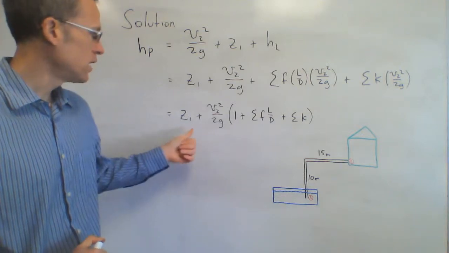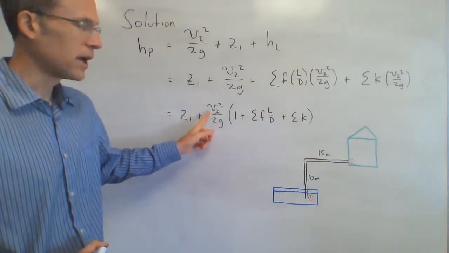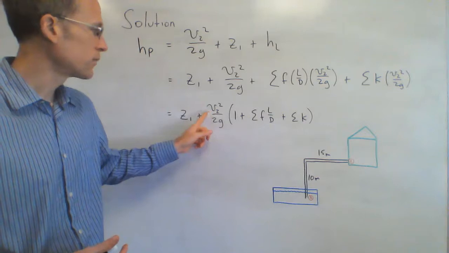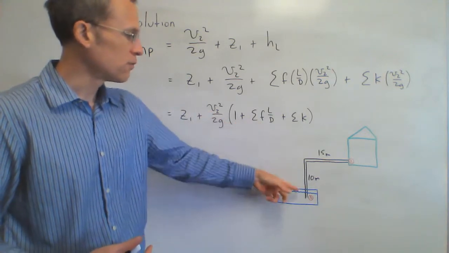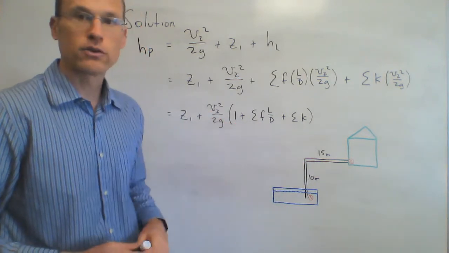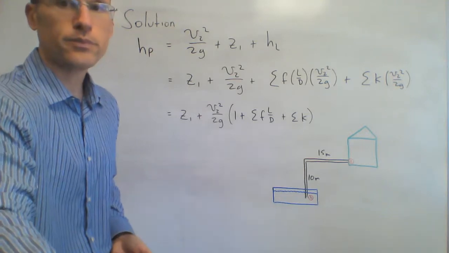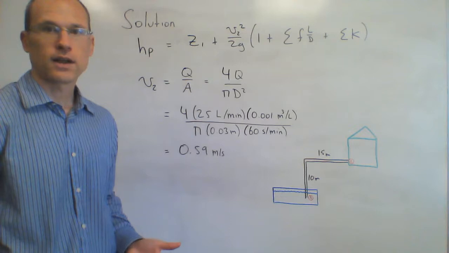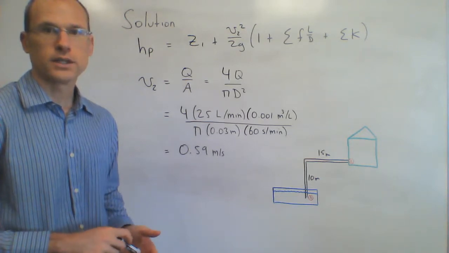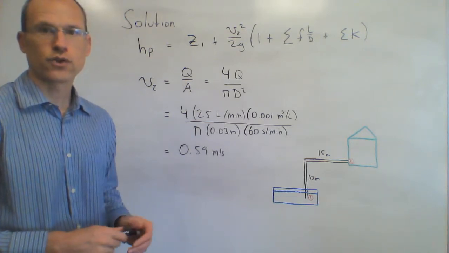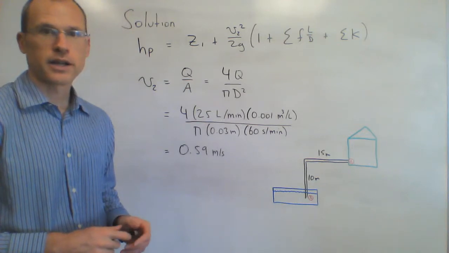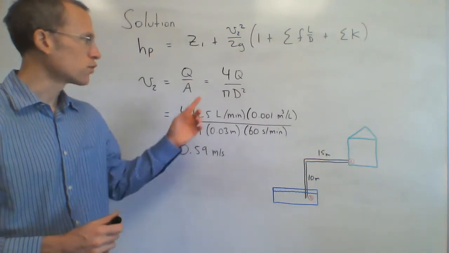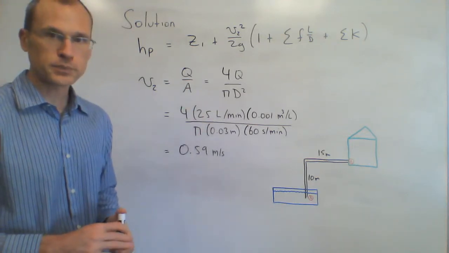Now it's a matter of using values for these. I know Z2, I need to find V2. I know the flow rate, so I need to relate that to flow rate. I need to find my f for my pipes here, and all my minor loss K values. So first one, my velocity V2, again, I can find from the flow rate. V2 is just flow rate divided by area, Q over A. And my area is pi d squared over 4, so V2 is 4Q over pi d squared.